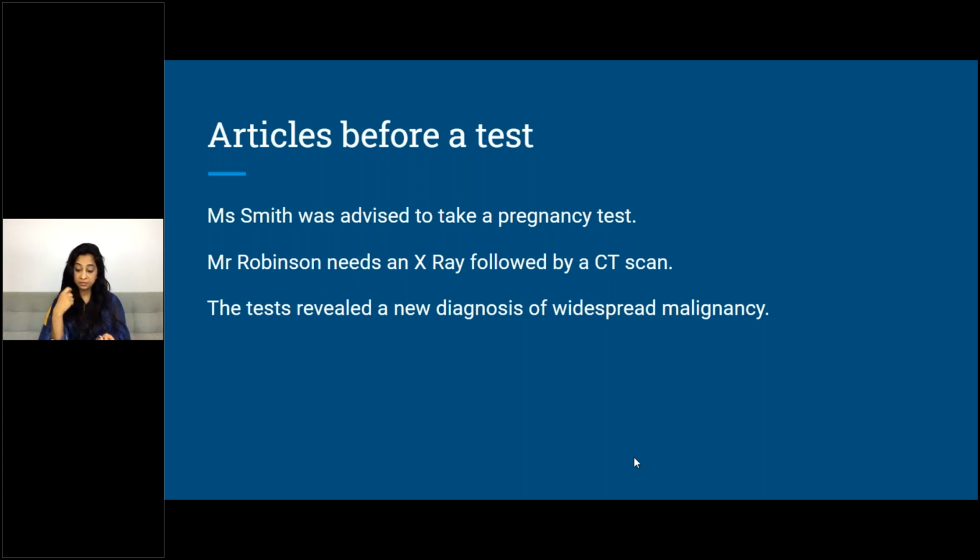That's the first time that you mention this. For example, Miss Smith was advised to take a pregnancy test. Miss Smith can be taking the pregnancy test multiple times in her life. So that's why you're going to write, Miss Smith was advised to take a pregnancy test. Okay, that makes it easy.